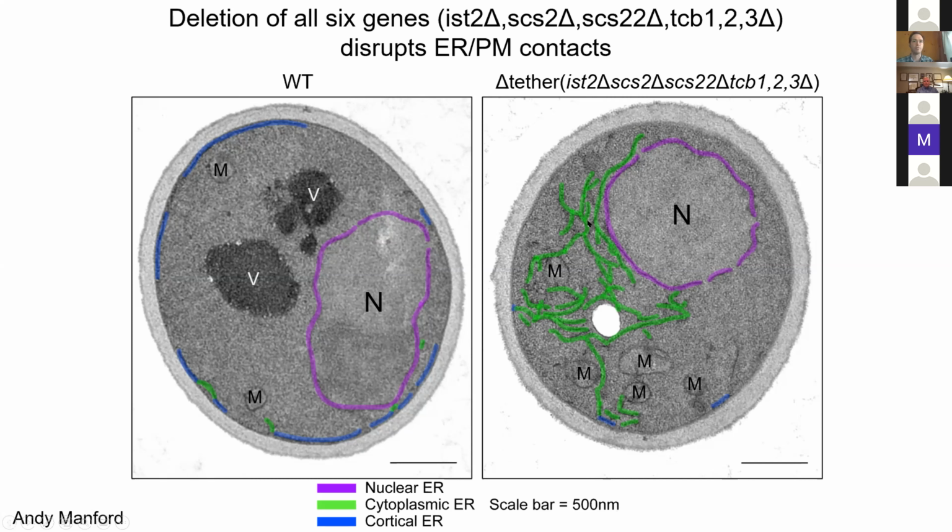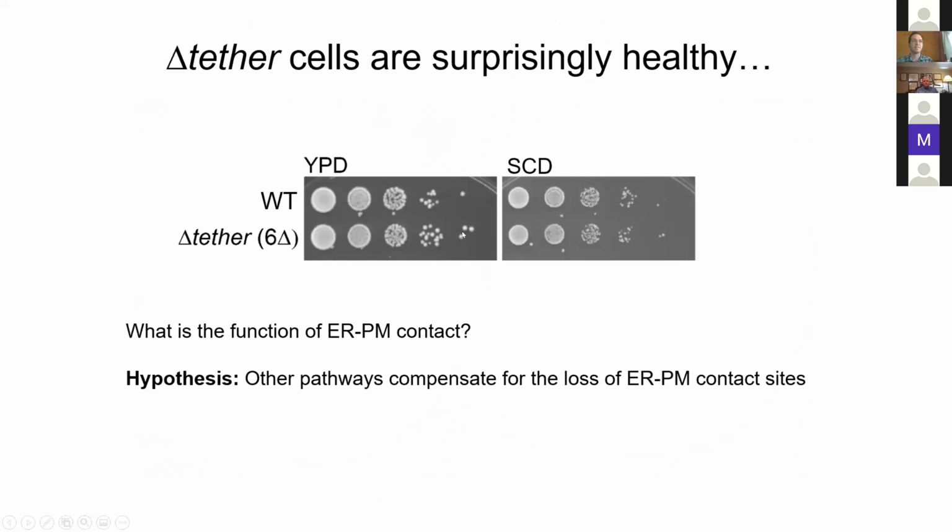So something I found really interesting about this was that you delete 6 highly conserved proteins and change the ER's morphology drastically, but the delta tether cells still grow like champions under normal laboratory conditions. On both YPD, which is a rich media, or SCD, which is a minimal synthetic media, the delta tether strain grows essentially indistinguishably from wild type cells.